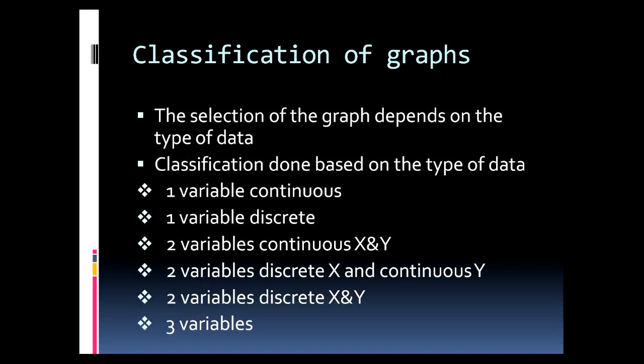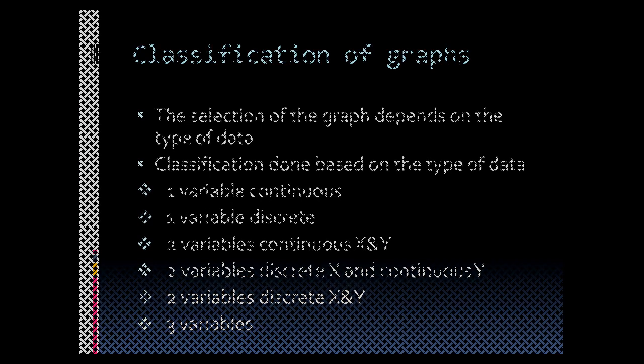The selection of the graph mainly depends on the type of data, and classification is done based on the type of data. Here: one variable continuous and one variable discrete, two variables continuous x and y, two variables discrete x and continuous y, two variables discrete x and y, and three variables. In this video, I am going to explain about one variable continuous and one variable discrete.